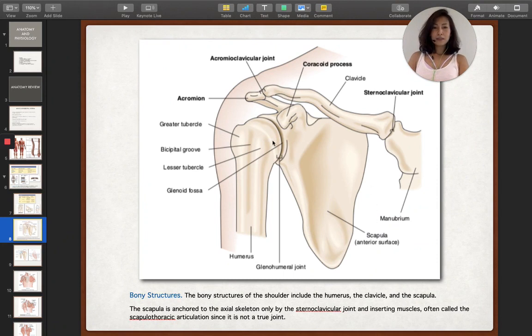So this is the scapula, this is the humerus, and this whole piece here is the clavicle. The scapula is anchored to the axial skeleton only by the sternoclavicular joint. The sternoclavicular joint is the one that helps connect your scapula and the bigger parts of the upper body together. So here there will also be different layers of muscles.